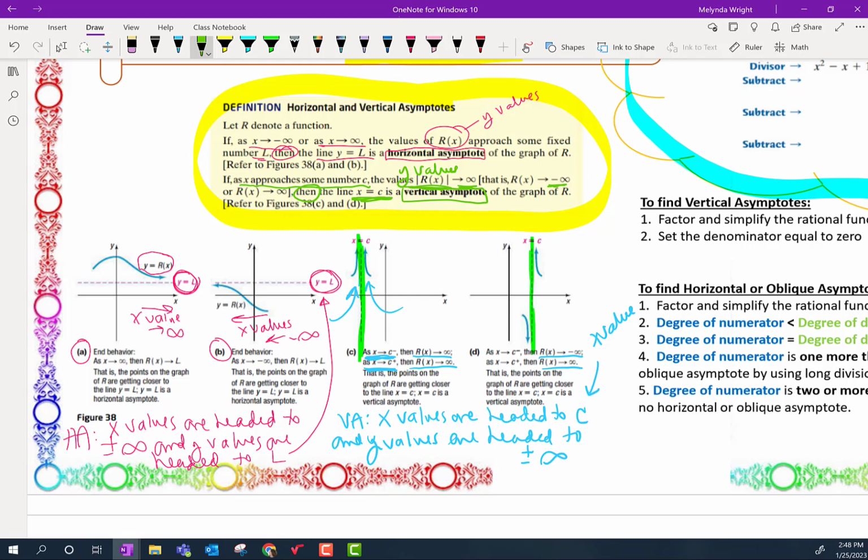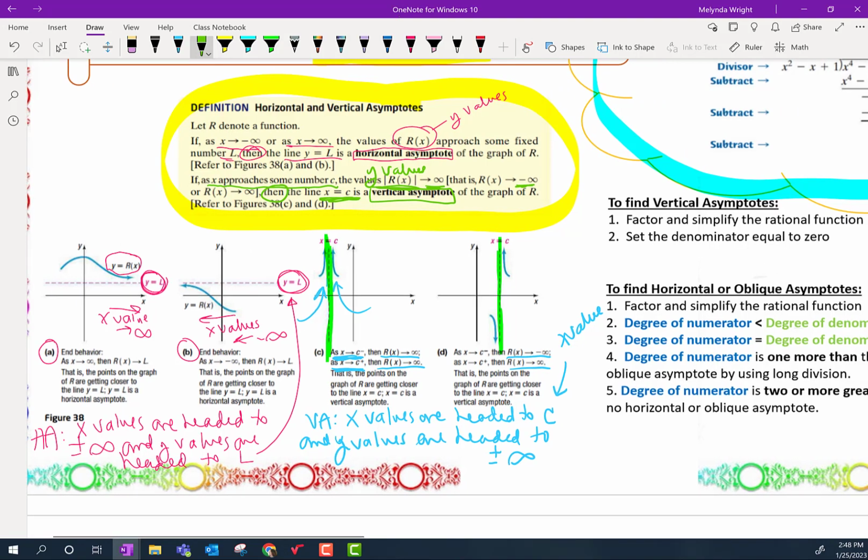We're going to go through the steps on finding these things, but I want to make sure we're understanding what the graph would look like. A horizontal versus a vertical asymptote. Okay? All right, so now let's look at the how-to. How do we find that? Okay, so let's look at that.